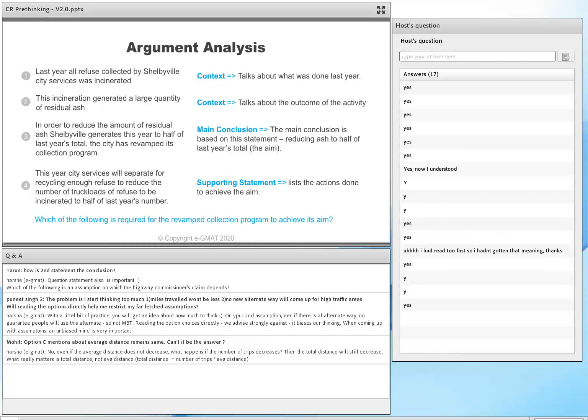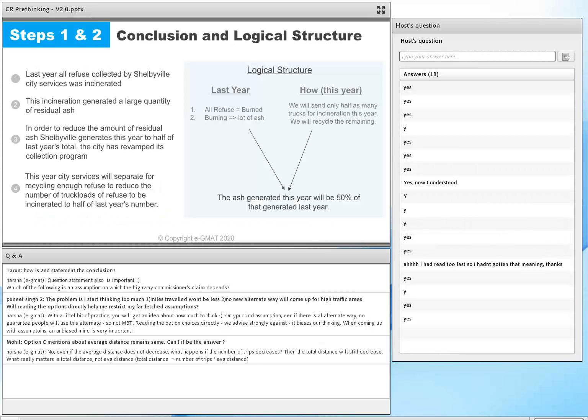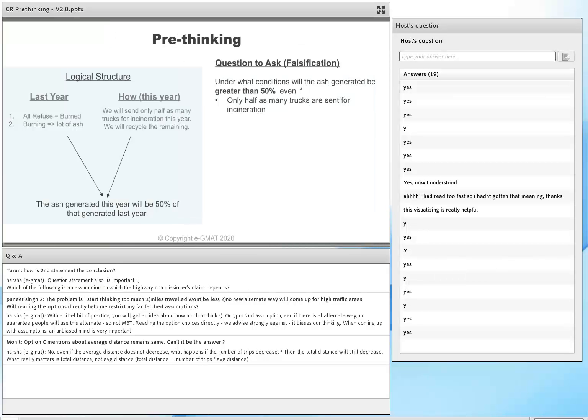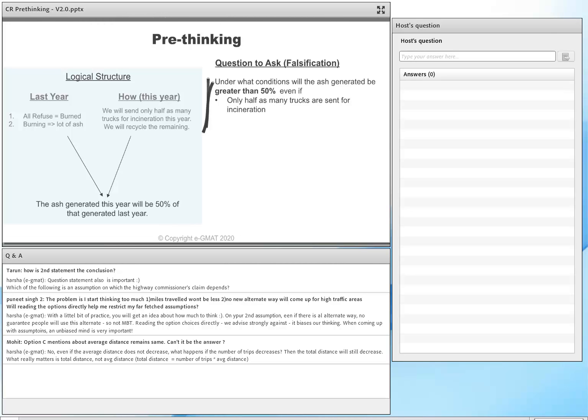So again, you guys know this piece over here. We're going to go right to the falsification question. Again, the question that we have to ask is, under what conditions will the ash generated be greater than 50%? Why? Remember, because our goal was 50% if I only get half as many trucks. What is the only condition in which the ash generated can be greater than 50% if you get only half as many trucks? What is the only condition?